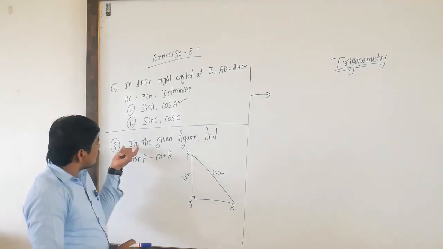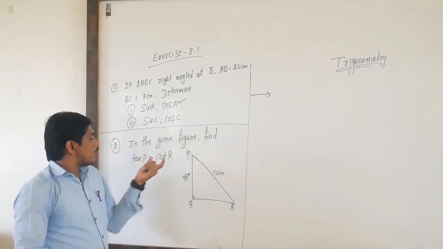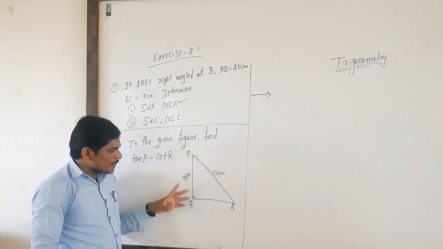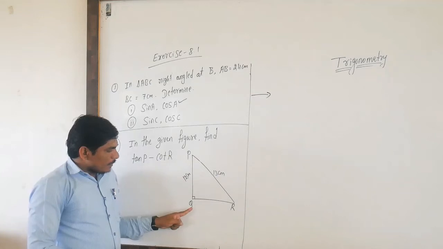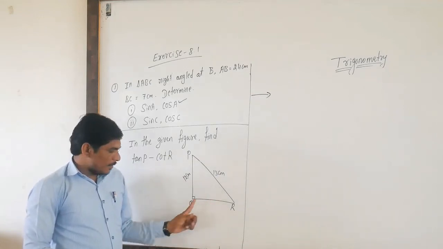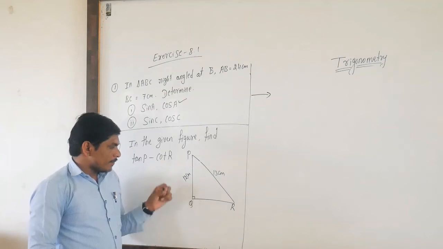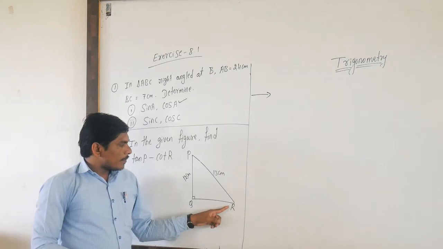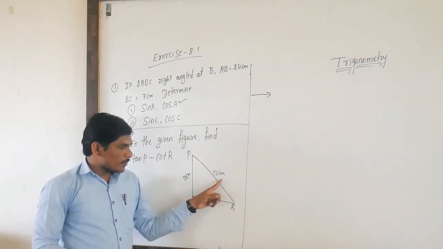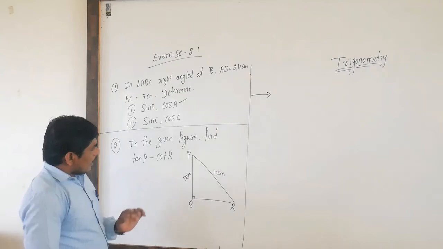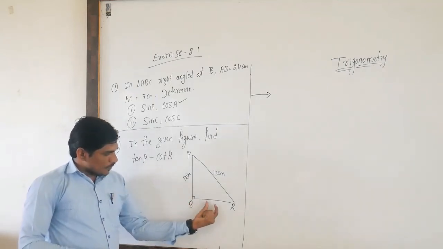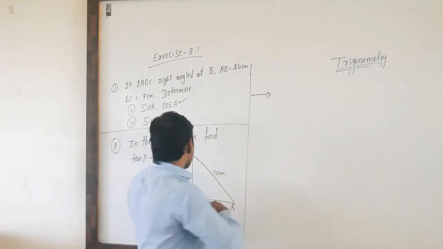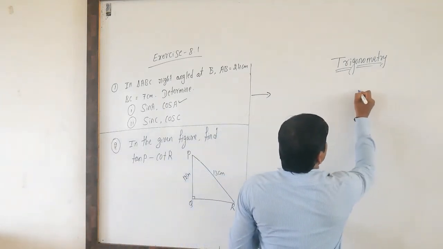Second one. In the given figure, find tan P minus cot R. Here in this figure, PQR is a right angle triangle because angle Q is equal to 90 degree. PQ length is equal to 12 centimeter and PR length is equal to 13 centimeter. Now, according to the procedure, first we are calculating QR length. How? On the basis of Pythagoras theorem. Now, first draw the rough diagram.